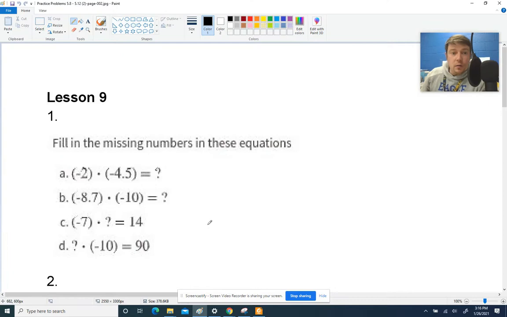And we are filling in the missing numbers that are in the equations. The first two, just straight up multiply. The second two, what do we do to get the question mark? So let's jump right in here.